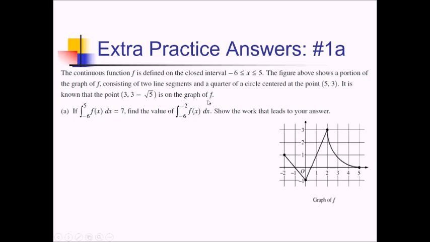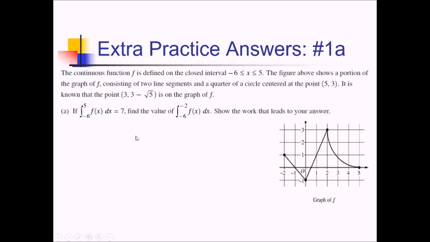What they did show us, though, is that our graph has 2 line segments, and this is a quarter circle, which is good to know, centered at the point (5, 3), and they also told us that we're going through the point (3, 3 minus radical 5). So for whatever that's worth, that's that point right there.